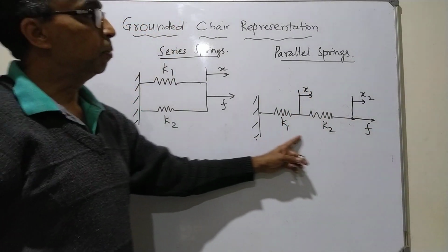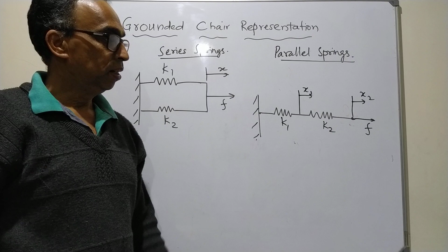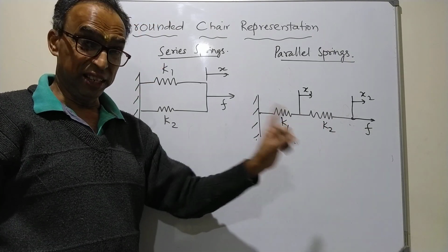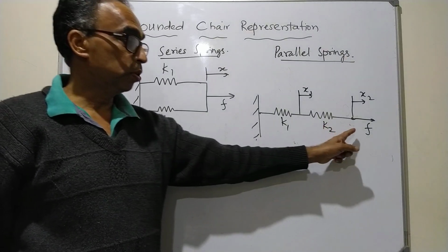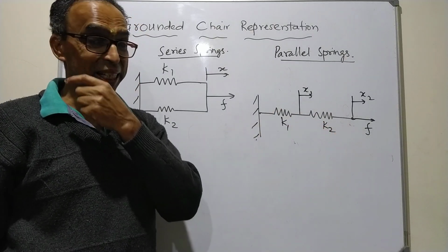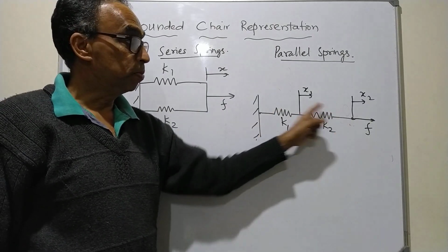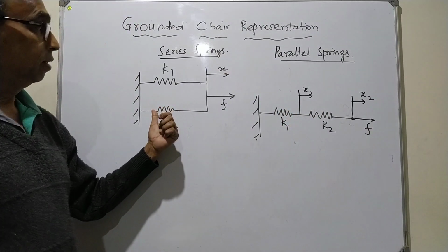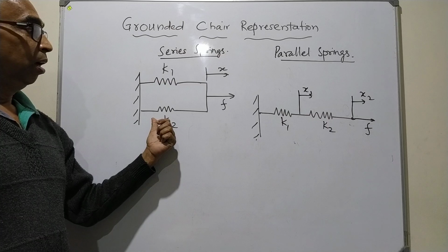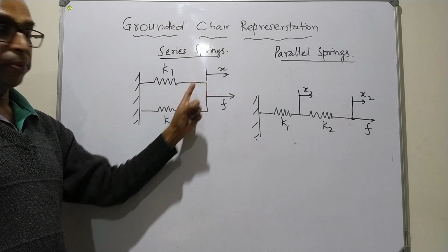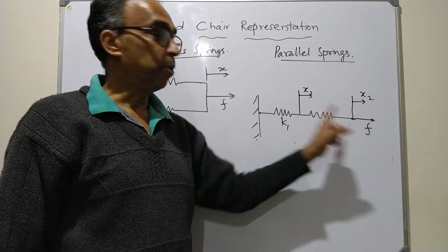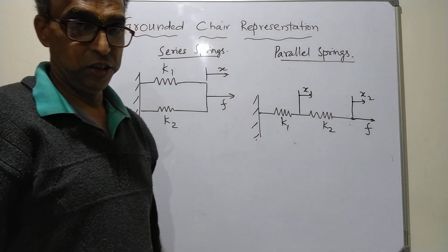Now, what is the typicality of these parallel springs? The force acting on each of the springs is the same. I repeat, the force acting on each of these parallel springs is the same, whereas the displacement is shared by each spring. Whereas in series springs, displacement was the same and the force was shared. In parallel springs, force is the same and displacement is shared.